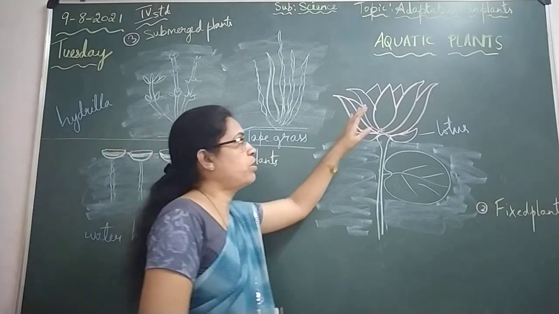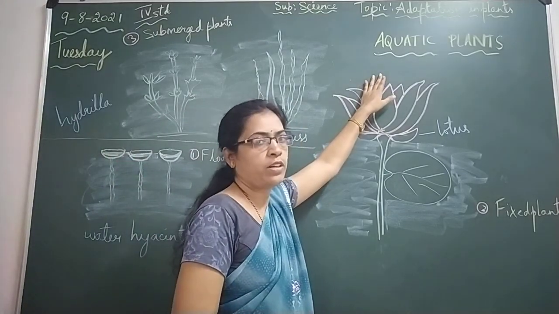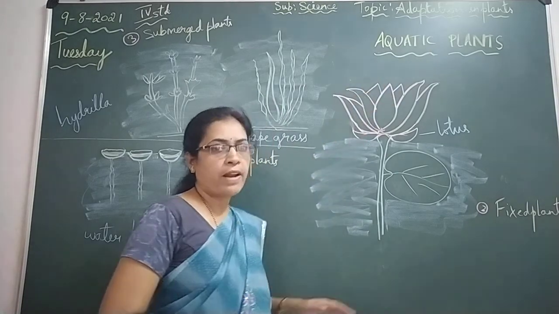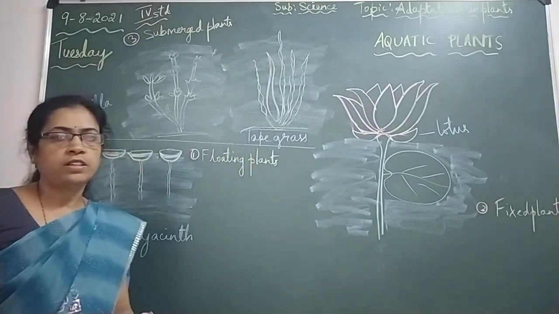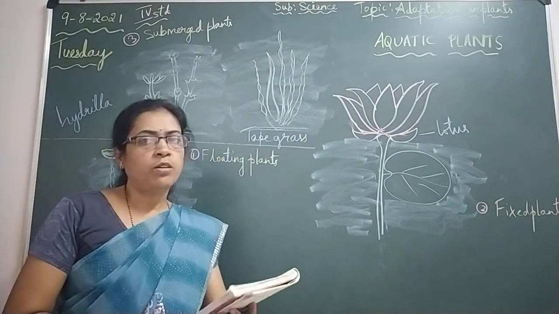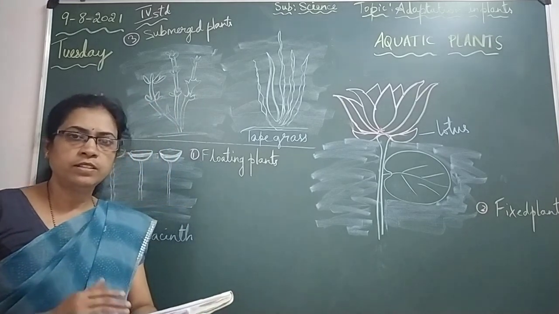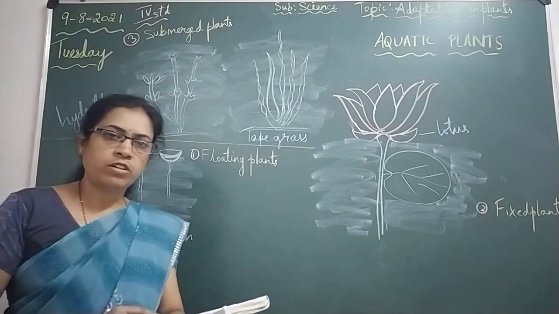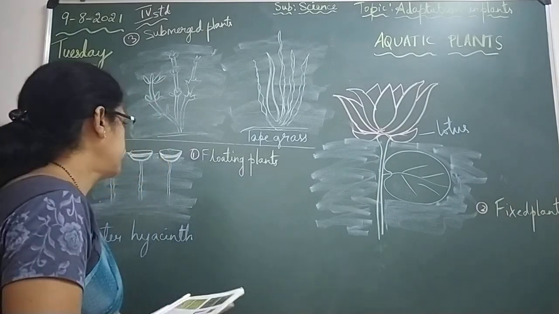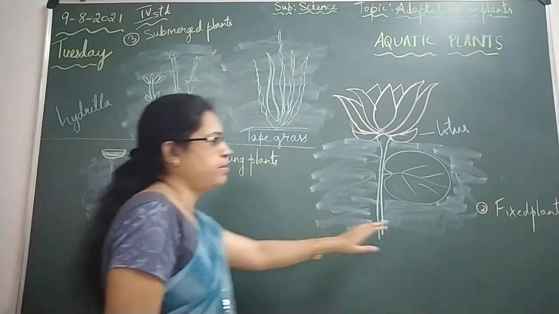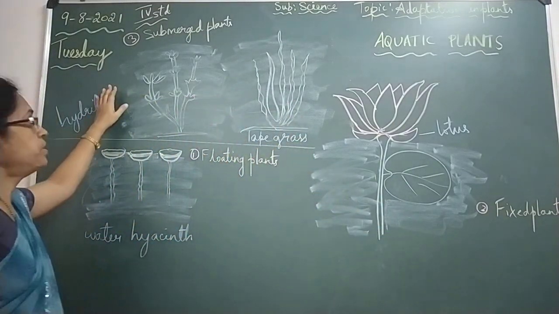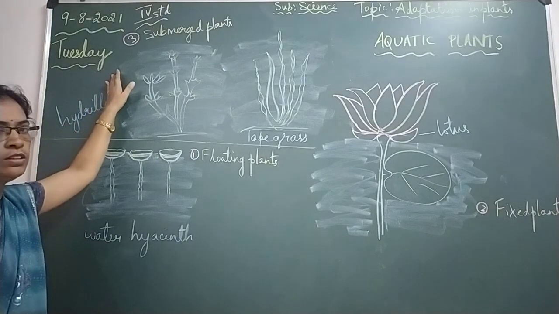So aquatic means what, children? Aquatic means water plants. Aquatic plants means the plants that grow in water. So let us learn about these water plants. There are three types of water plants, that is floating plants, fixed plants and submerged or underwater plants.